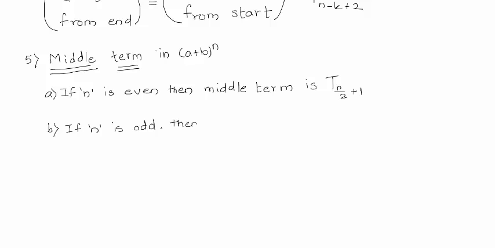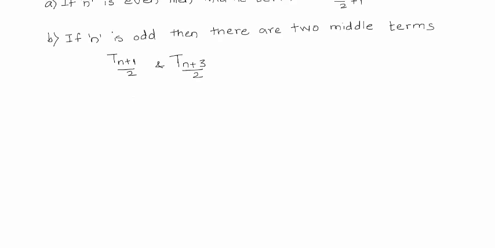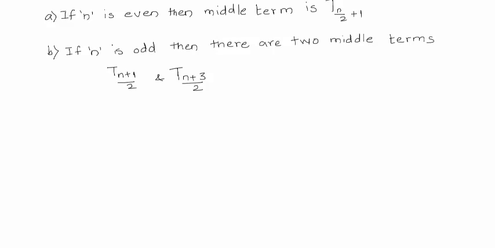Similarly, if n is odd, then there are two middle terms. Students, if n is odd, that is the power is odd, we say there are two middle terms, and these are given by t_((n+1)/2) and t_((n+3)/2). So you just substitute values of n here and we get the middle term.